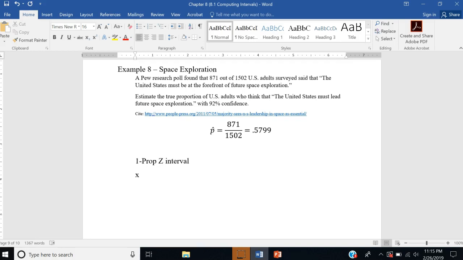The inputs are going to be x and n. Now, what did we say X is? X is the number of successes. So our number of successes is 871. N is the sample size. We sampled 1502. And then the confidence level, well, in this case, it says to do a 92% confidence interval. And so that's what we did. 92% confidence interval.